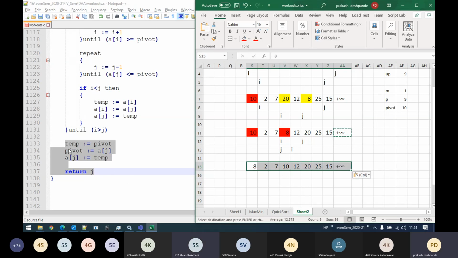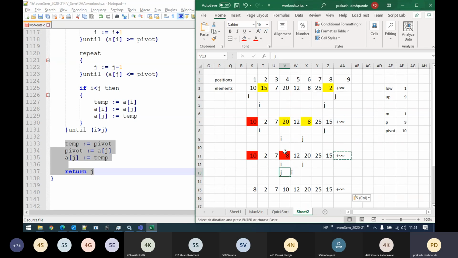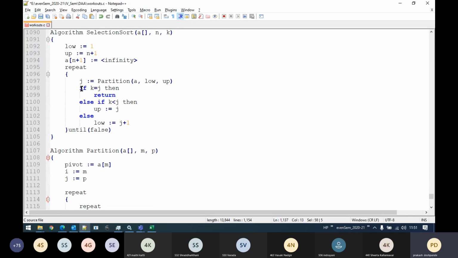Yes, sir. Now, after swapping, what we need to do? Return J. J means what? The position of this particular J value. So J value is what actually? It is 4. Now, this 4 will be returned back. When this 4 is returned, it will come back to this particular line. Now J becomes 4 here.